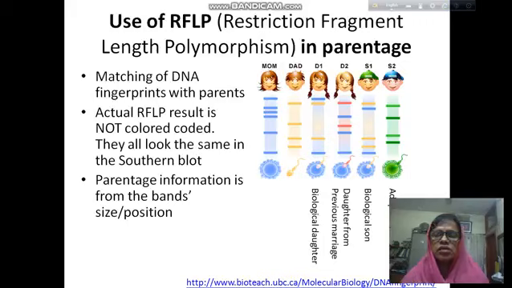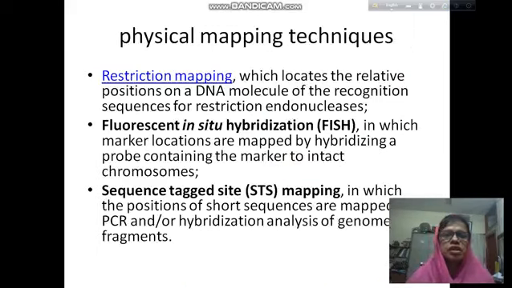অর্থাৎ S1 and D1 are biological children of Mr. and Mrs. Chen. Physical mapping techniques: restriction mapping, fluorescent in situ hybridization, that is FISH, sequence tagged site STS mapping.